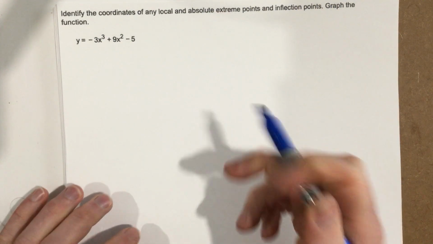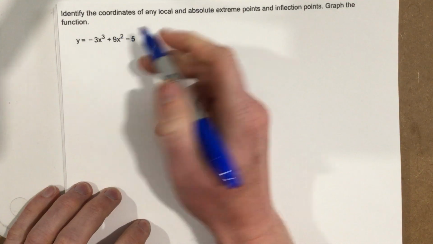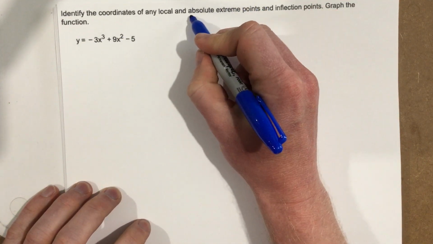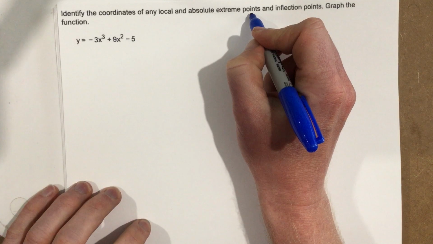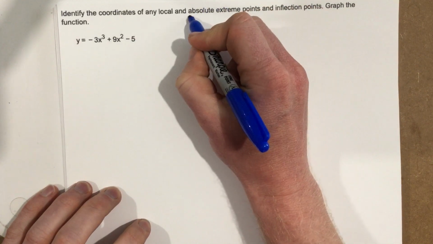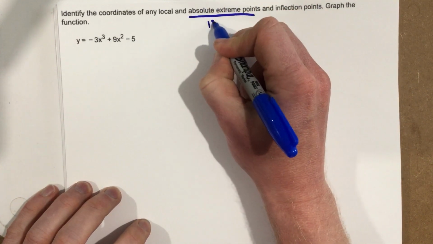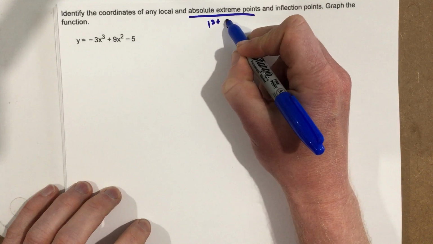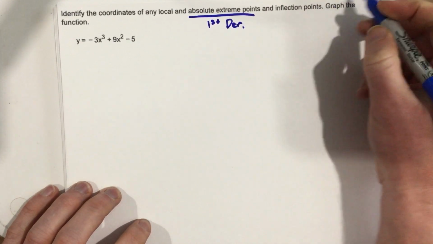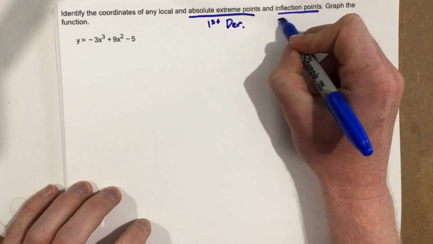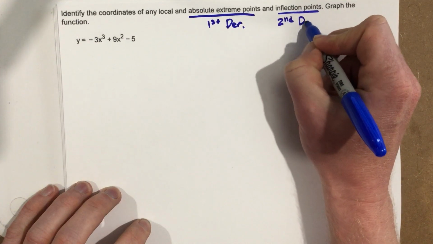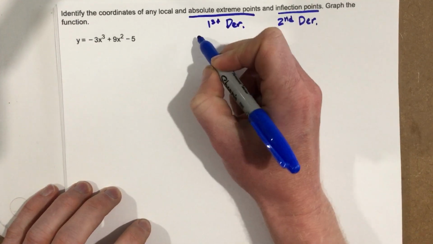All right, let's go ahead and take a look at this function. We know we can find the absolute extreme points using the first derivative. So we're going to do the first derivative here. And for the inflection points, that's going to require the second derivative. Well, let's find the first derivative.